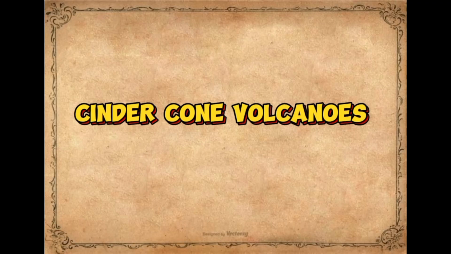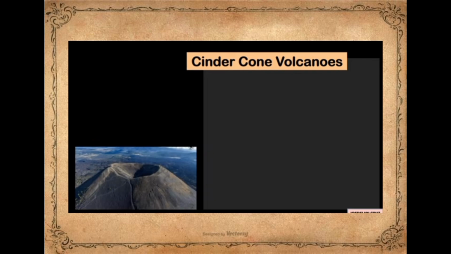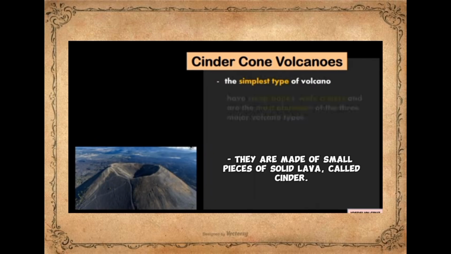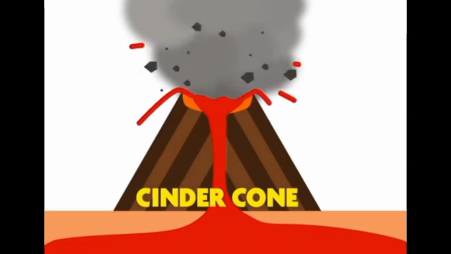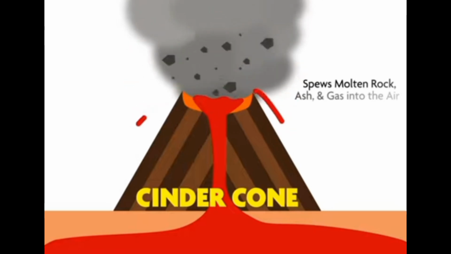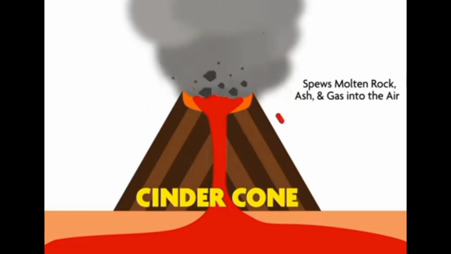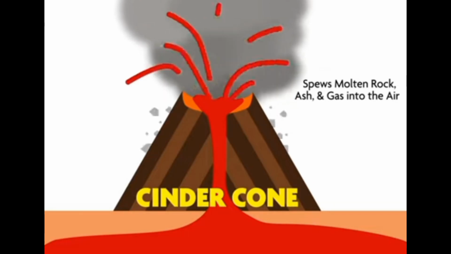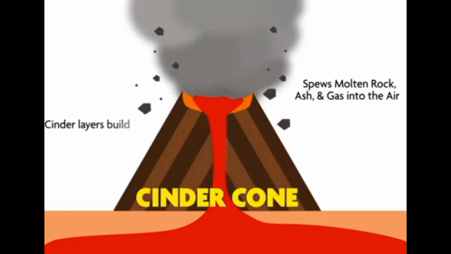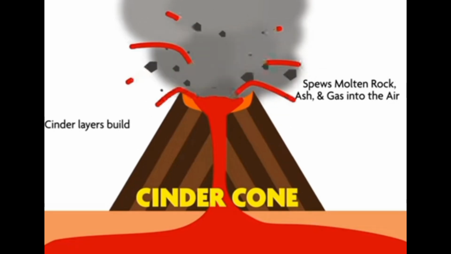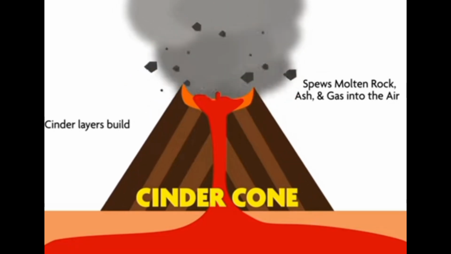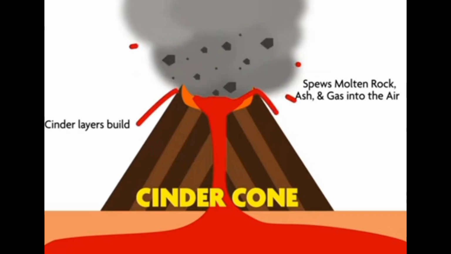Next, we have cinder cone volcanoes. Cinder cones are the simplest volcanoes. They are made of small pieces of solid lava called cinder. When these volcanoes erupt, a powerful blast spews molten rock, ash, and gas into the air. As the rocks cool quickly in the air, they fall and break into cinder, which builds up and forms the cone shape. These volcanoes can reach around 1,000 feet.